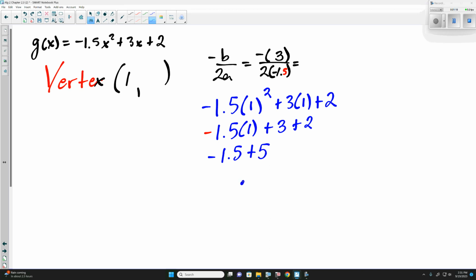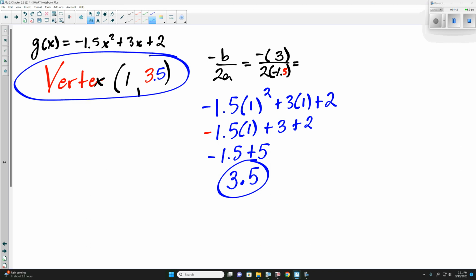And this here is, if we add up from negative 1.5 to 5, if I add 0.5 to 1.5, we get 2. And from 2 to 5 is 3. And since 0.5 is bigger, it is 3.5. Now the axis of symmetry is x is equal to 1.